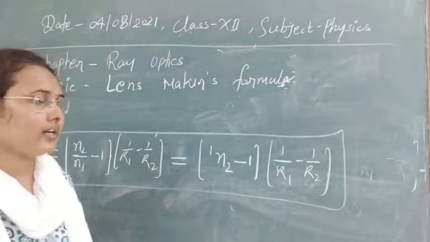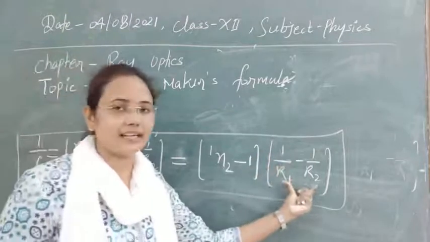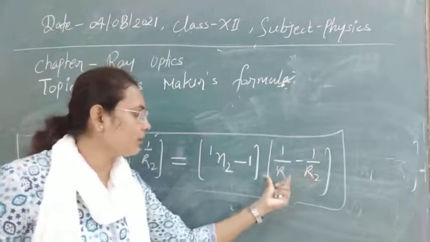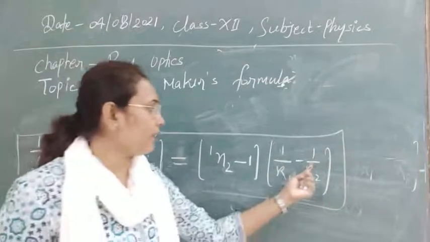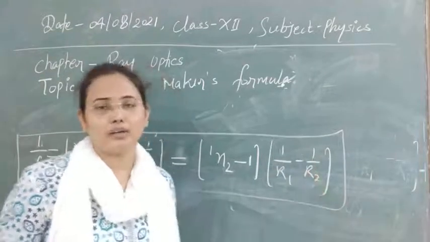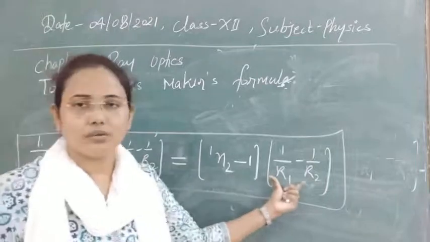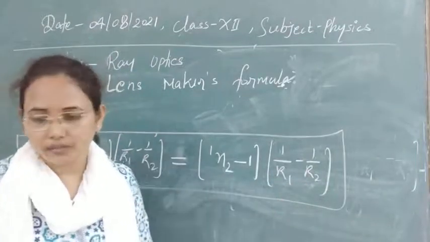And also for the lens, as we are not taking two refracting surfaces, then this will obviously be equal to 1 upon r1, that will be equal to 1 upon r2 there. So that will be equal to 0. So you can also use this one.